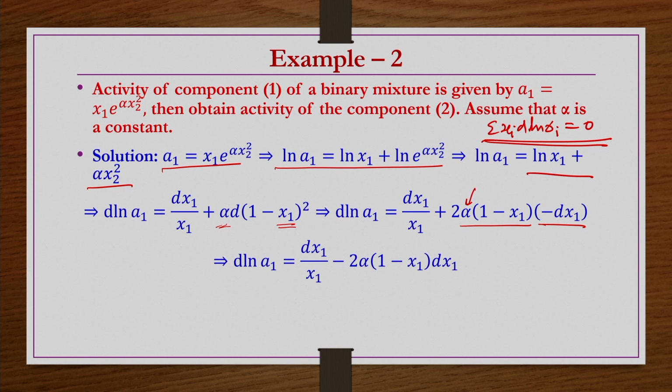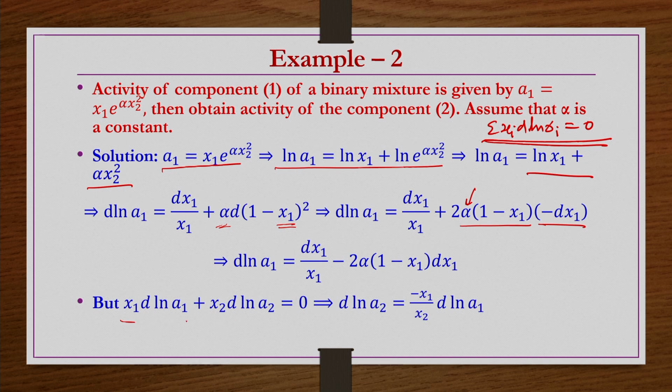So, that means d ln a1 is equal to dx1 by x1 minus 2 alpha (1 minus x1) dx1, this is what we can write. So, actually 1 minus x1 we can write as x2, that we will write in the next step. But we have x1 d ln a1 plus x2 d ln a2 is equal to 0, this is also the Gibbs-Duhem equation. You can have it in terms of activity coefficient or in terms of activity, it is the same. So, we need a2.